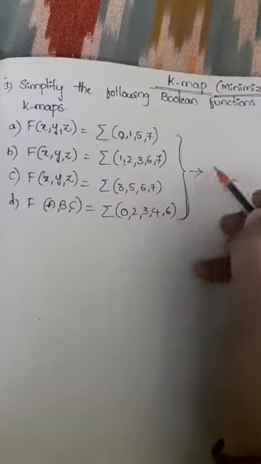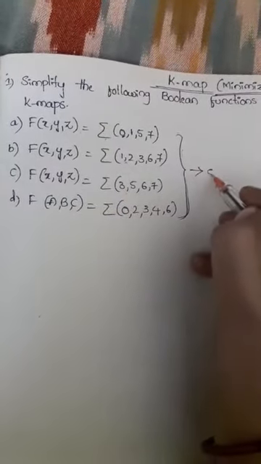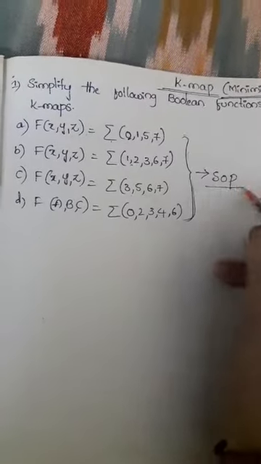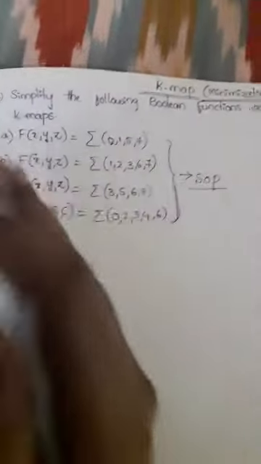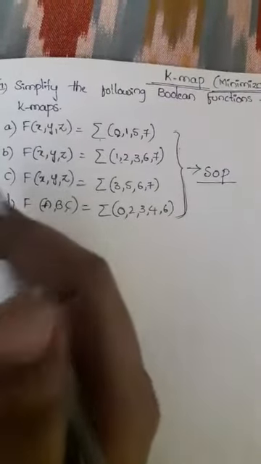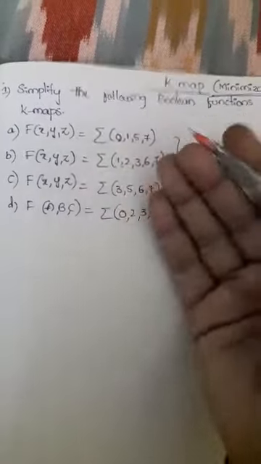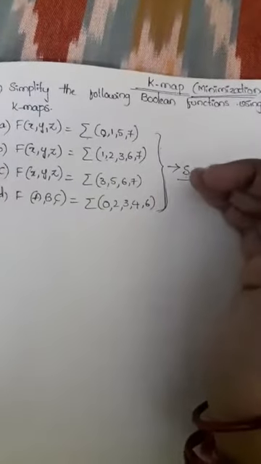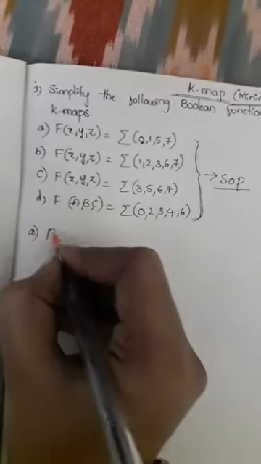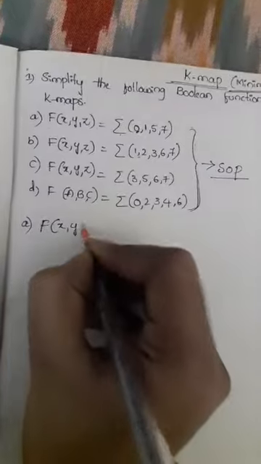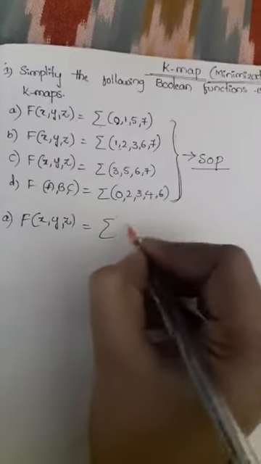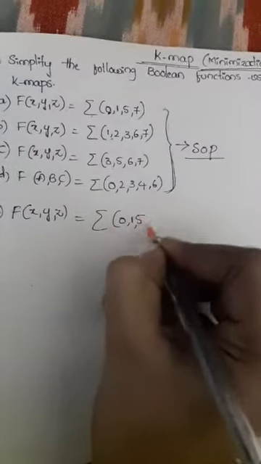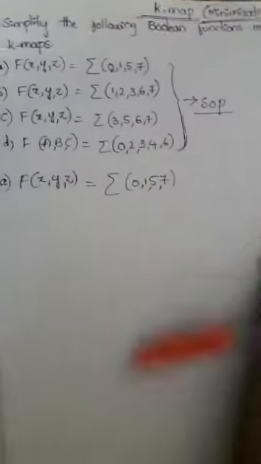So directly we can say that summation is nothing but SOP form. After identifying the Boolean function, what we have to do is just follow the rules we have for that form. First, I consider the first function: f of x, y, z is equal to summation of 0, 1, 5, 7. So this is our first function.